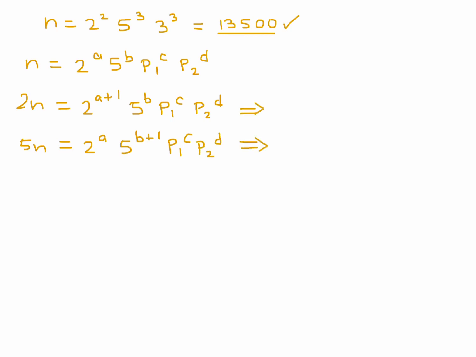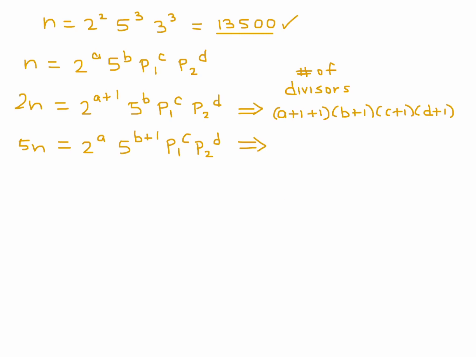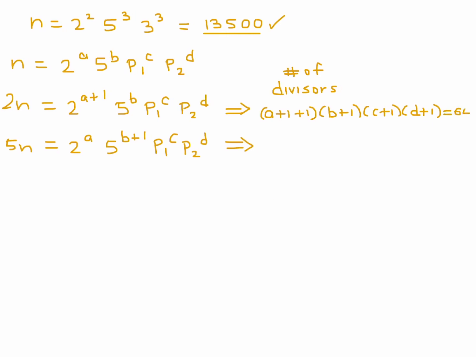Now let's talk about the number of divisors. For each of these, we have to look at the same system. So it would be A plus 1 times B plus 1 times C plus 1 times D plus 1. And that has to equal 64. And then for the next one, 5n, it would be A plus 1 times B plus 1 times C plus 1 times D plus 1. And that has to equal 60.